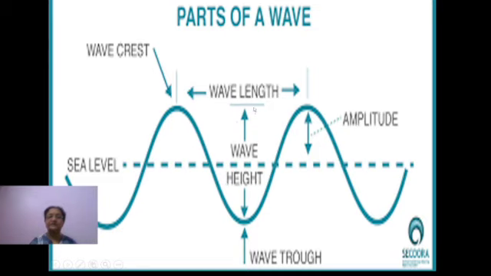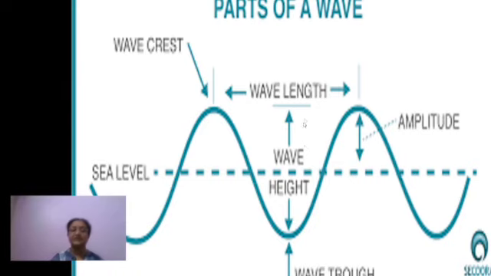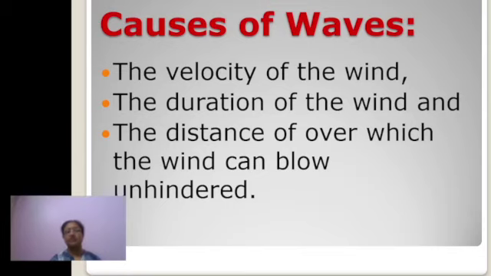Okay, the vertical distance it covers, that is called the wave height. Now let's talk about the causes. Basically, under the causes, we know that the wind is mainly the factor behind the causing of waves.